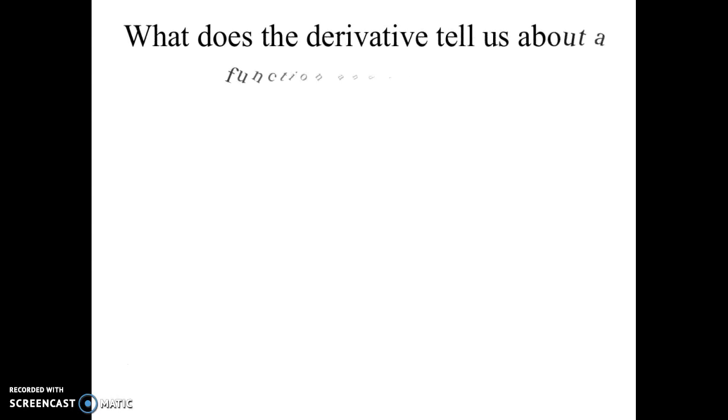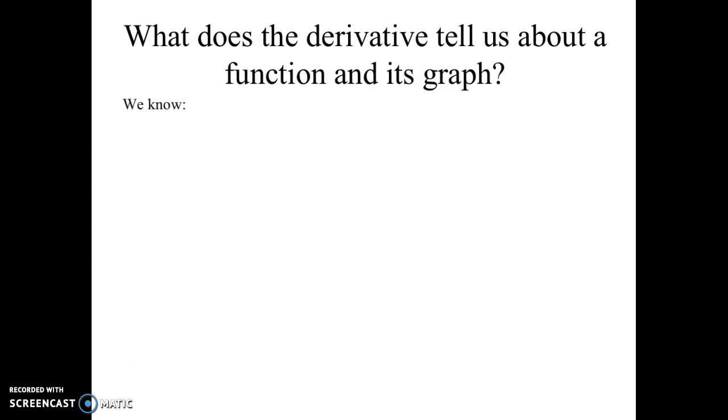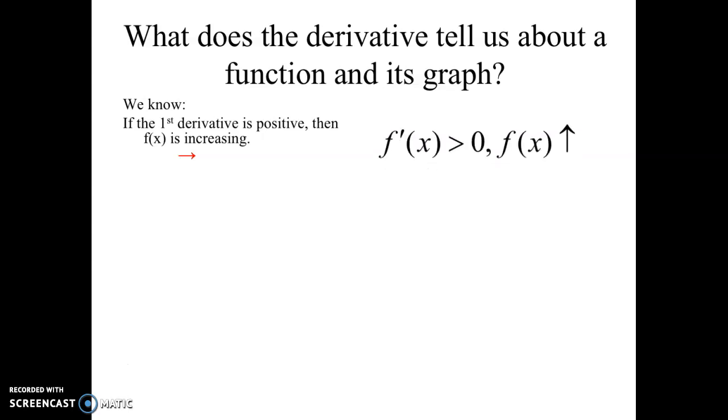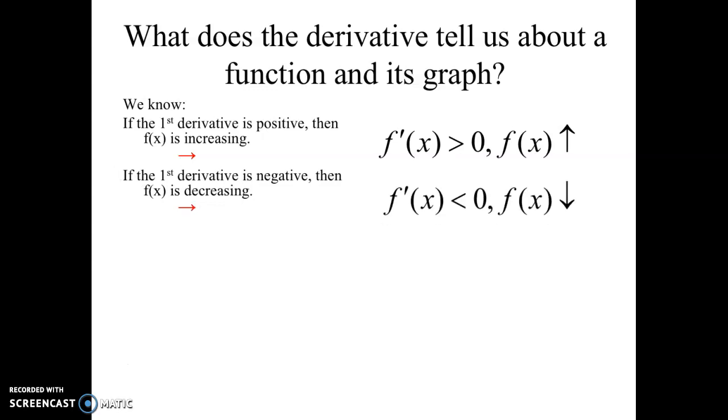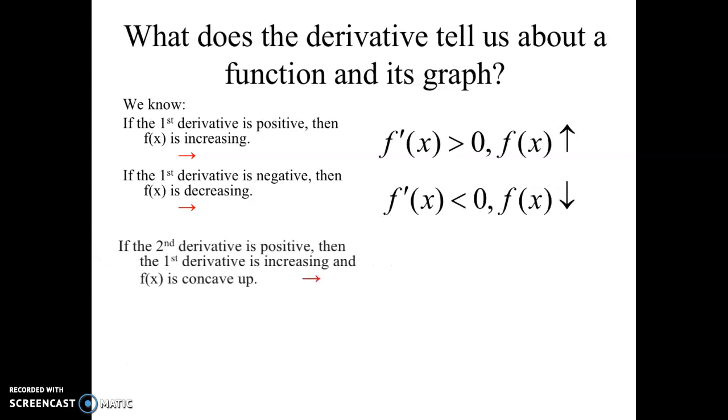So what does the derivative tell us about the graph of a function and the function itself? We know from Unit 2 and what we've done in Unit 3 that if the first derivative is positive, then the curve will increase. When the first derivative is negative, then the curve is decreasing, and vice versa. When the curve is decreasing, the derivative is negative. When the curve is increasing, the derivative is positive.